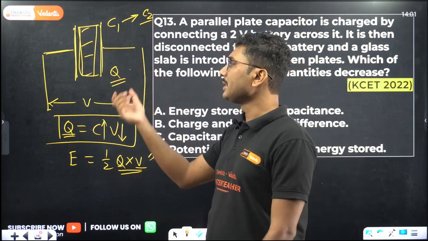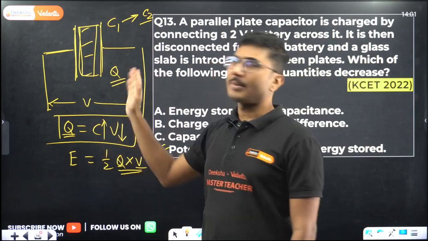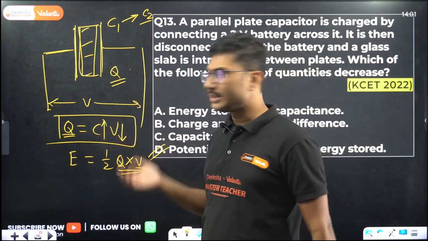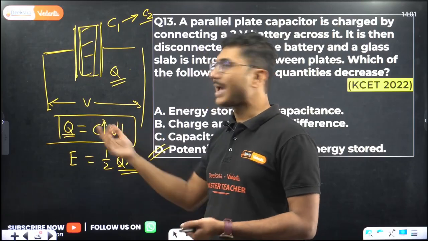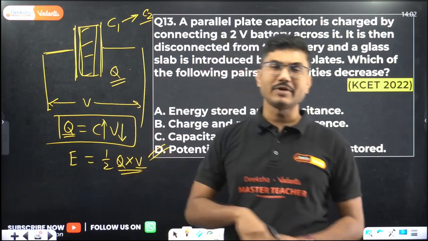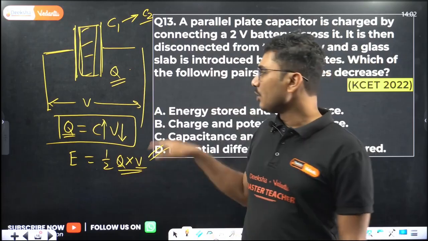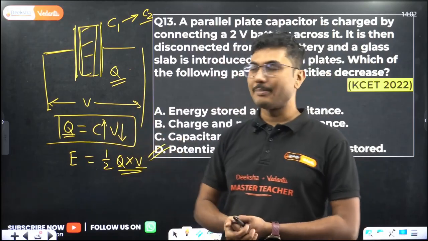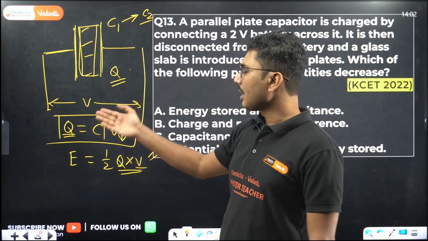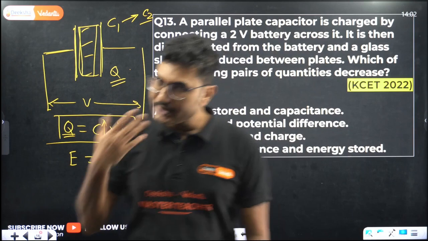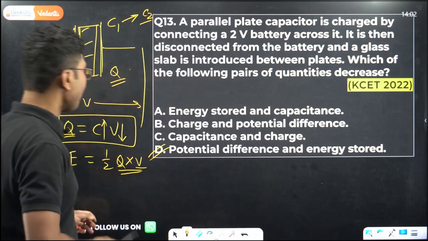So total charge remains constant, which means Q equals CV, with capacitance increasing and this side constant. So something has to decrease to balance it, right? Who will balance it? Capacitance increases, charge is constant, so only voltage is left. So voltage has to decrease to balance the charge, right? Voltage is decreasing, charge is being balanced. Now energy is half QV. Q again is constant, voltage decreases, so energy is decreasing, right?